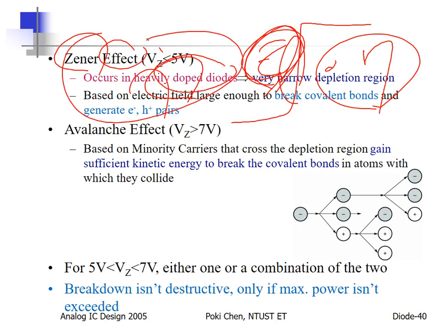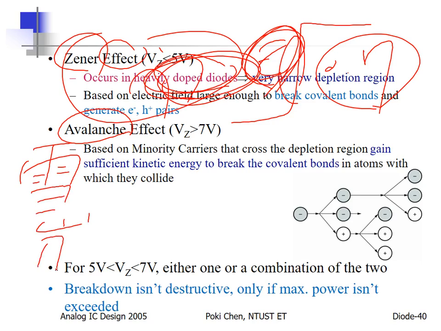It only happens for heavily doped diodes. The other kind of breakdown, we call it avalanche. Avalanche breakdown. Okay, what does it mean?